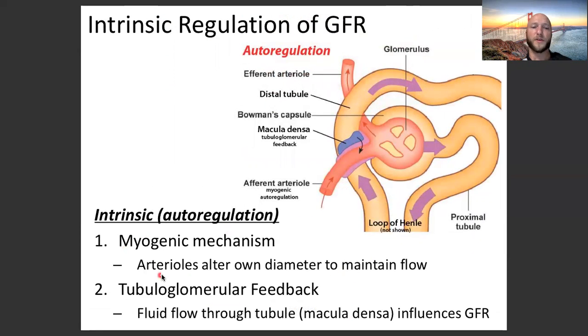So intrinsic is going to be our myogenic mechanisms. Arterioles alter their own diameter. That's something we covered in lecture exam 3. So arterioles all regulating their own diameter. And then we also have the tubuloglomerular feedback. So fluid flow through the macula densa has an effect on the GFR. So JG cells detecting changes in pressure and acting accordingly. Macula densa detecting change in osmolarity, in pressure, in different chemicals, and talking to the JG cells to influence GFR.